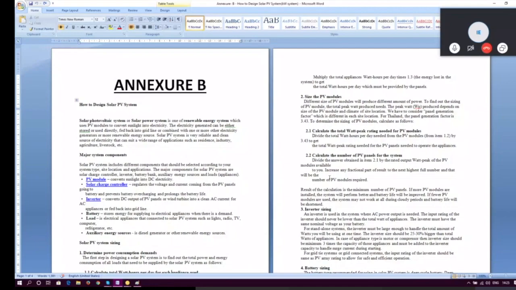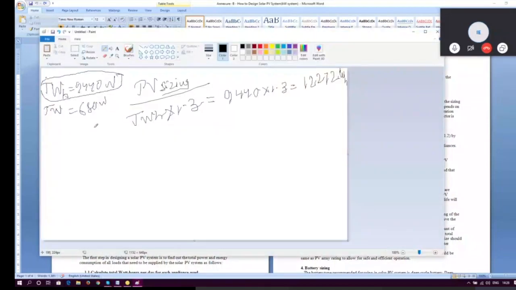Next, how to find the total capacity of PV modules. As we have already discussed in the second class, we need to calculate the total watt peak for the consumption of the customer. That will help us find the total capacity, right? Now, how to find the watt peak? Once we have the total watt hour, let us name it T1.